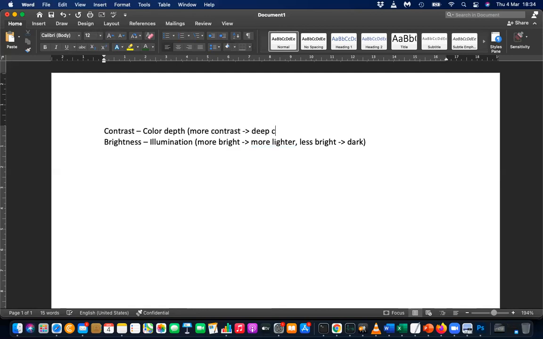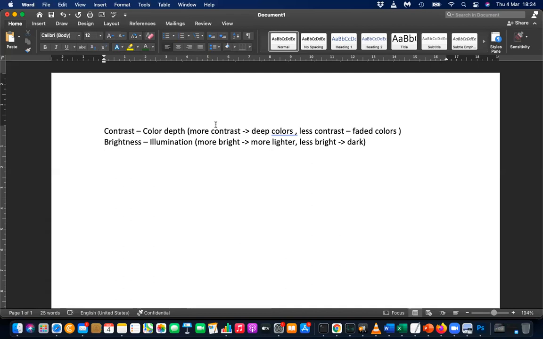Here, actually, with more contrast you can see deep colors, but with less contrast you can see faded colors. You have to come to the middle, right? Brightness also you have to come to the middle, and contrast also.